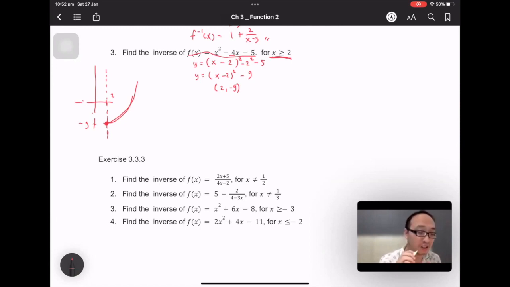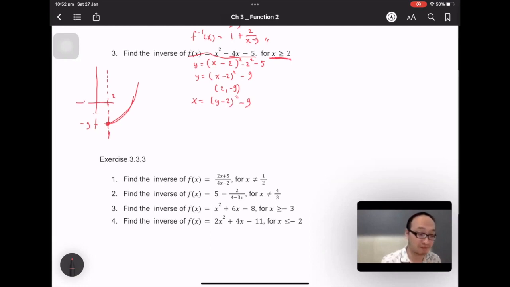And then now we switch it: x equals y minus 2 squared minus 9. So just switch x and y, and then make y the subject. So now y minus 2 squared equals x plus 9. So y minus 2, we remove the square by square rooting it. So square root of x plus 9. And don't forget, it will be plus and minus. So y equals 2 plus or minus square root of x plus 9.